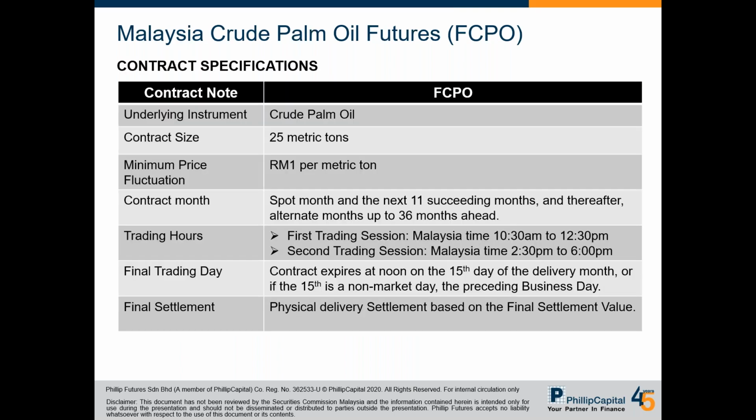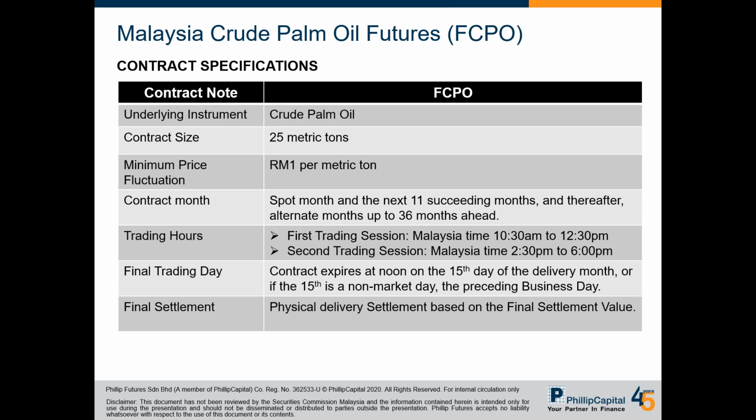Okay, so for this slide, I will do an introduction of Malaysia crude palm oil futures, which is the FCPO contract specifications. The contract size of FCPO is 25 metric tons, while the minimum price fluctuation is RM1 per metric ton. The contract months available for FCPO are the spot month, which currently is June, the next 11 succeeding months, and then alternate months up to 26 months ahead, so that you can trade FCPO until the year 2023, because it goes up to 3 years.